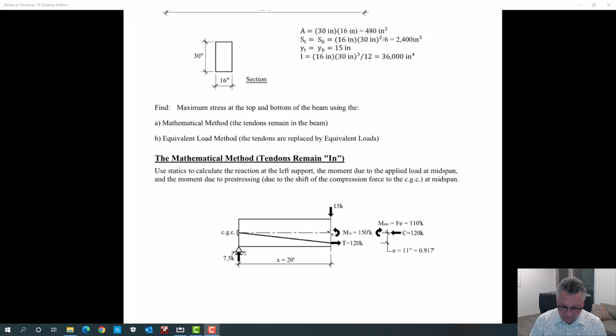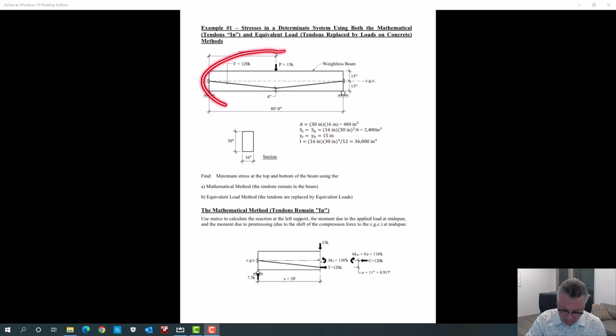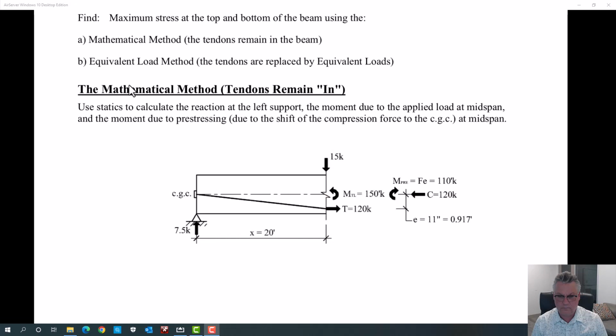Okay, let's look at this same beam. Remember the beam that we have. You guys have the notes. So I take a section cut right here at 20 feet.